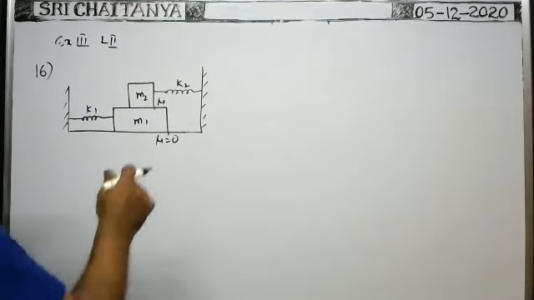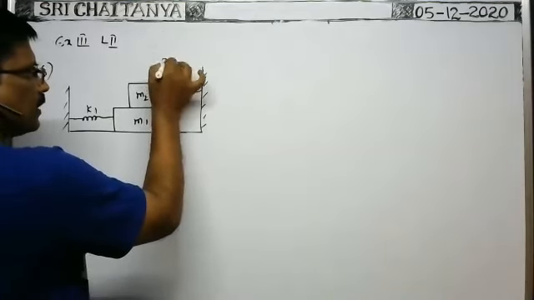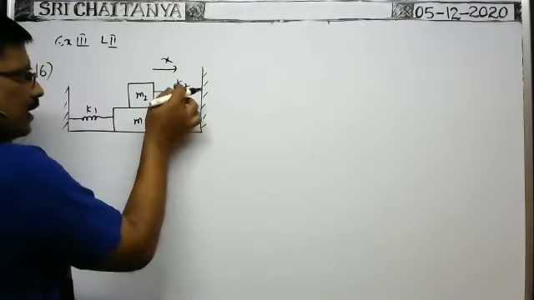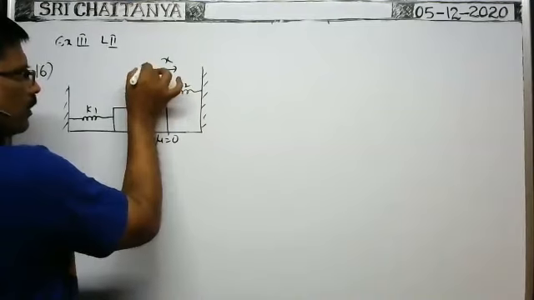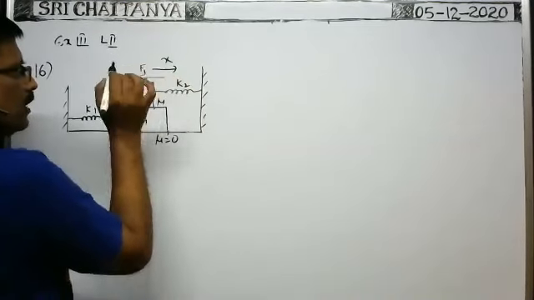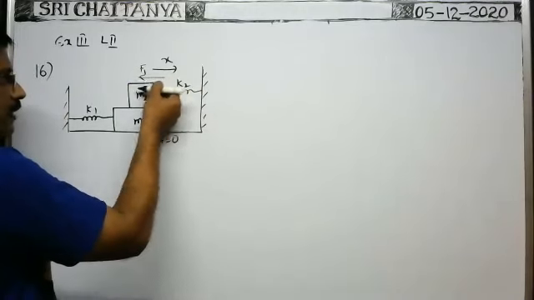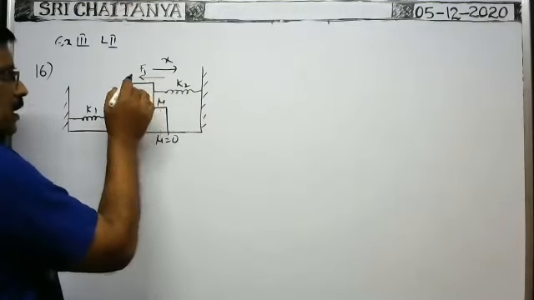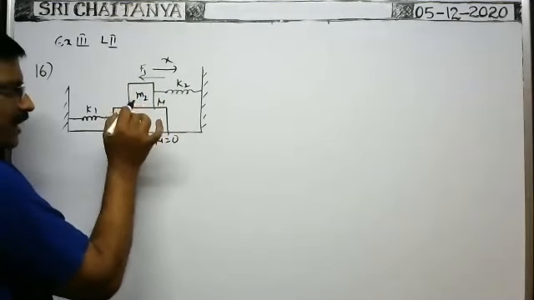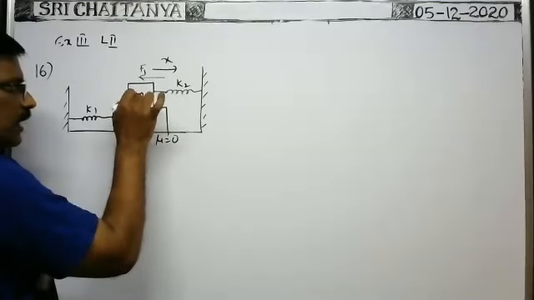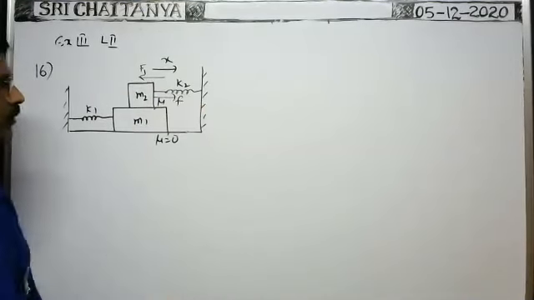Here you observe carefully. Whenever the system is displaced towards right to a distance say x, then as the spring is compressed, spring force acts on this block in this direction, F1. Whenever spring force acts on this block in this direction, at that time, this block tries to slip over the surface of this one. That's why this lower block exerts the opposing force on this block in this direction. That's why on this block friction acts in this direction.